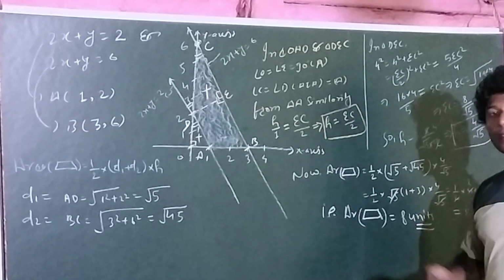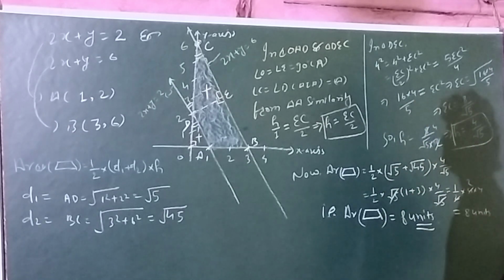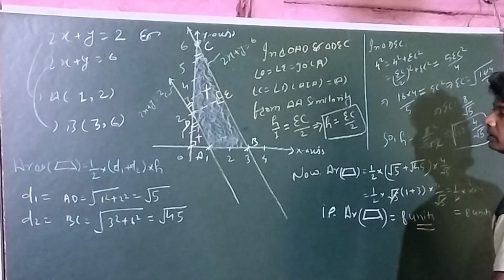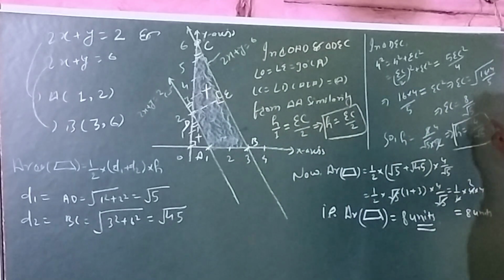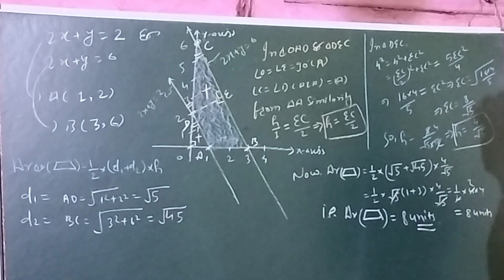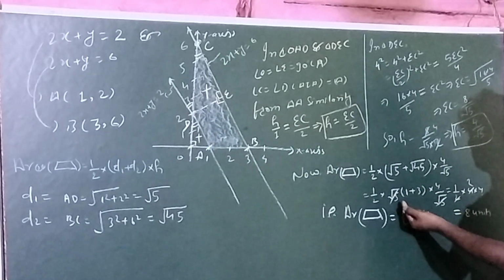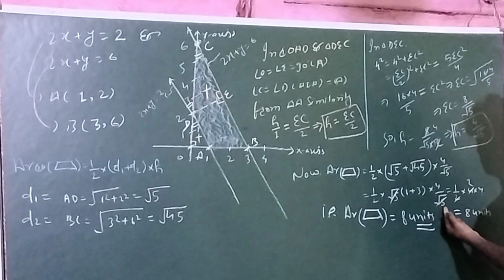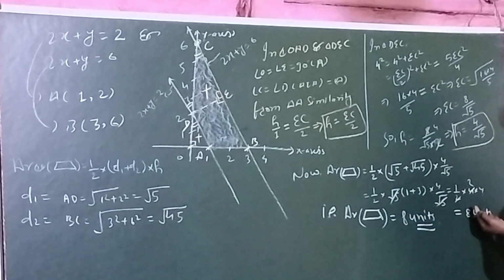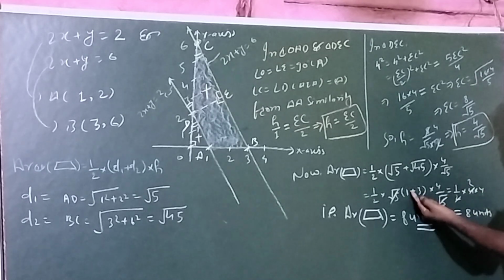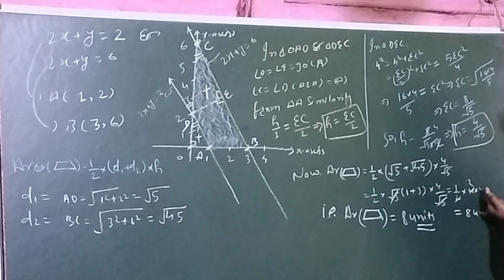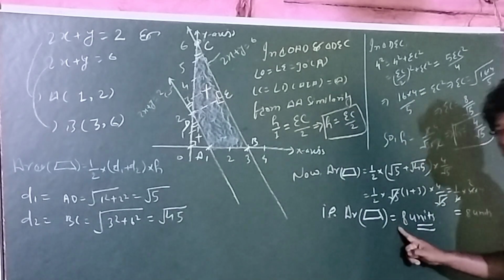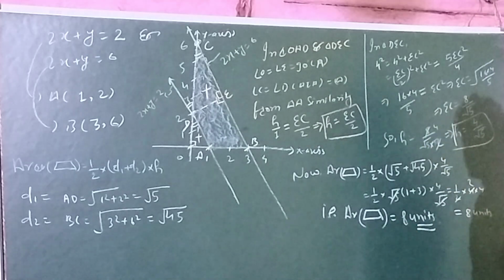Now, area of the trapezium is half of the sum of parallel sides, d1 plus d2, times height 4 over root under 5. Take root under 5 common from here. So this becomes 1 plus 3 and root 5 cancels. Ultimately we get half of 4 into 4. This becomes 2 times, so 2 into 4 gives 8. So the area of the trapezium you got over here is 8 units.